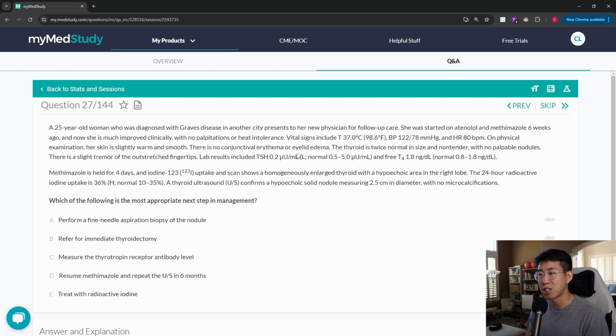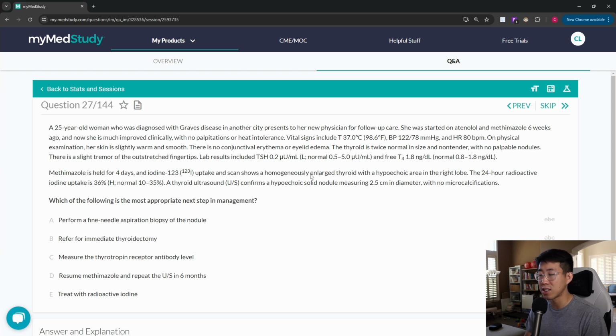This one's actually a little tough for me too, so we'll see. Vital signs are normal. Her skin is slightly warm and smooth. No erythema or eyelid edema. Her thyroid is twice normal in size, and there's a slight tremor of her outstretched fingertips. Lab results include TSH 0.2, so still suppressed. So still low, so she still is a little hyperthyroid, and her free T4 is on the upper range of normal. So methimazole is held for 4 days, and iodine 123 uptake and scan shows a homogeneously enlarged thyroid with a hypoechoic area in the right lobe.